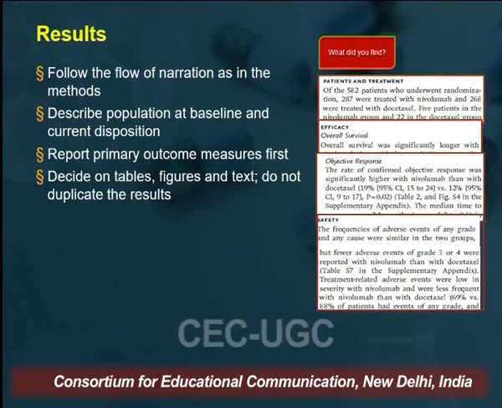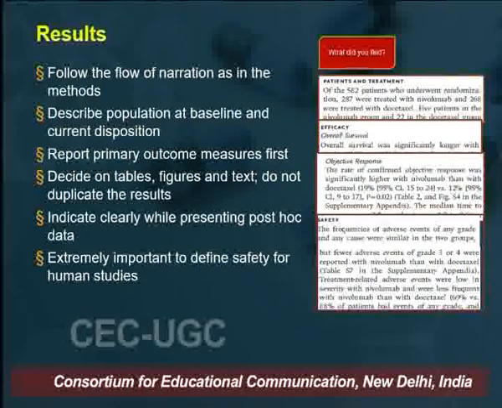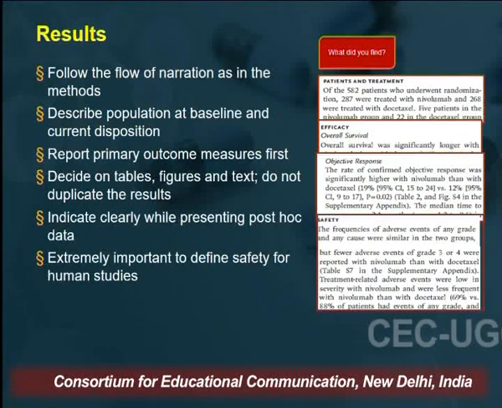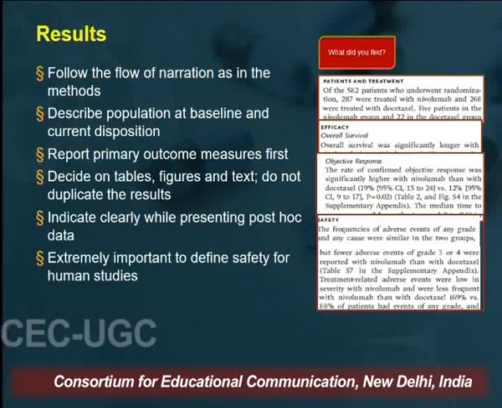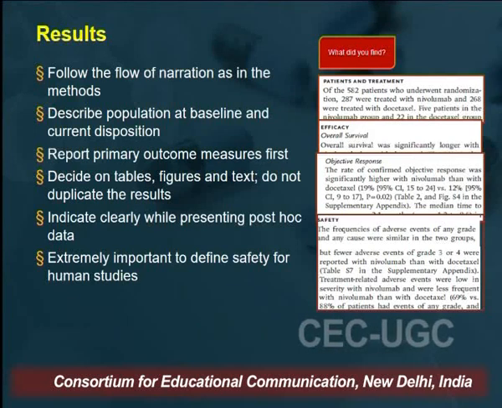Whatever results you have described in your tables should not be repeated as text. So, there should not be any redundancy, and indicate clearly where you are presenting the post hoc data, if any. And then extremely important is to define the safety for any human studies. Without safety the manuscript is incomplete in case it is a human study.